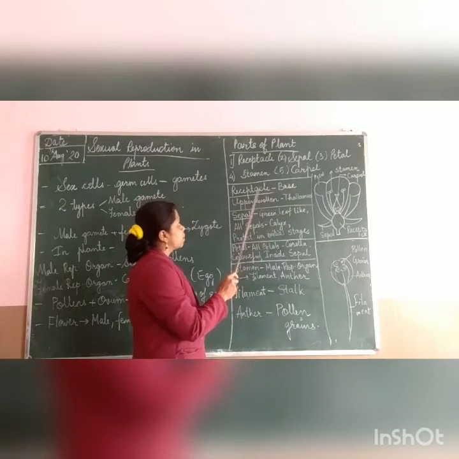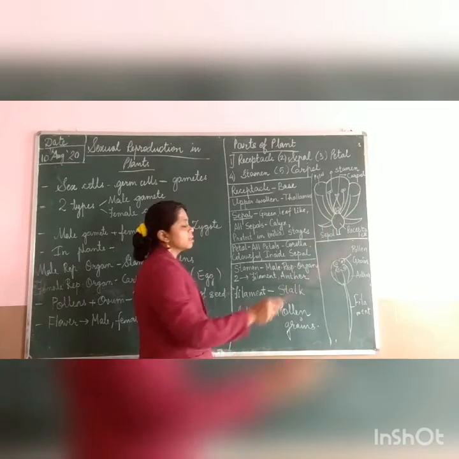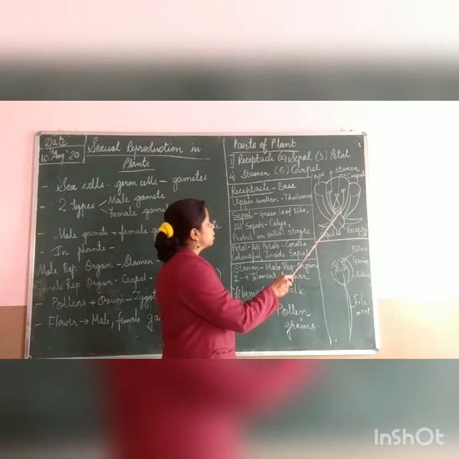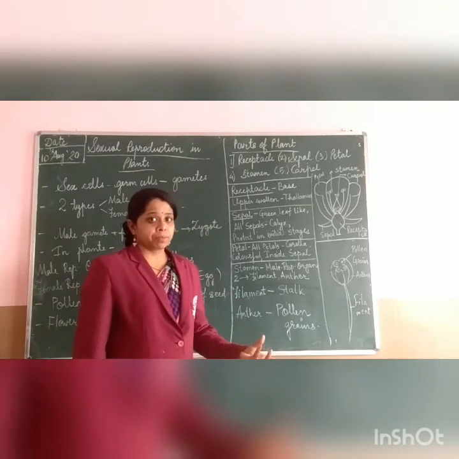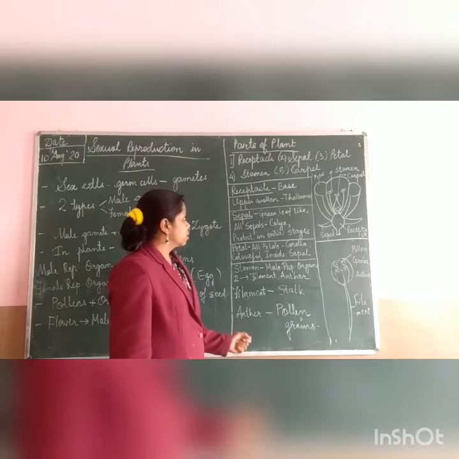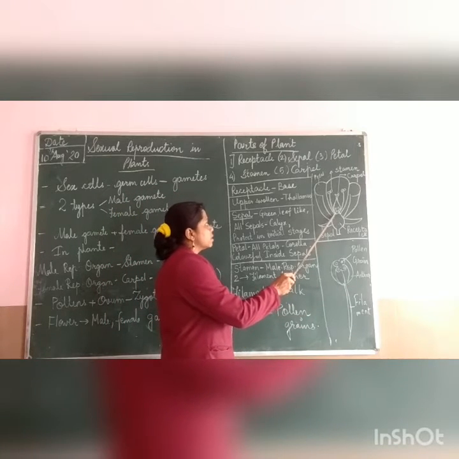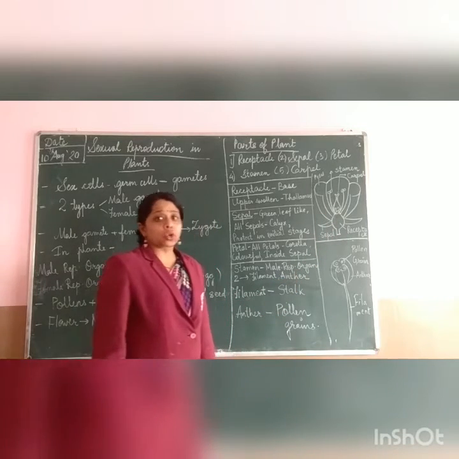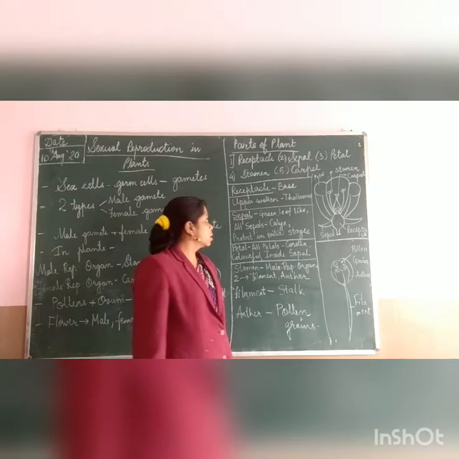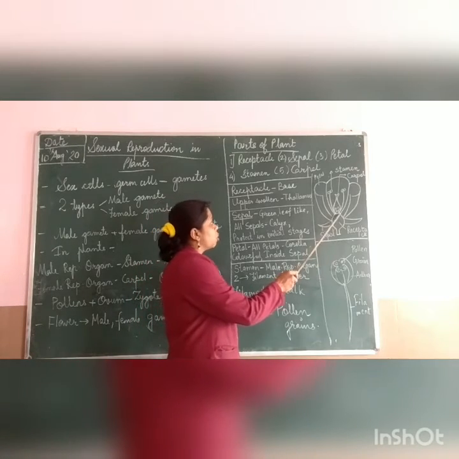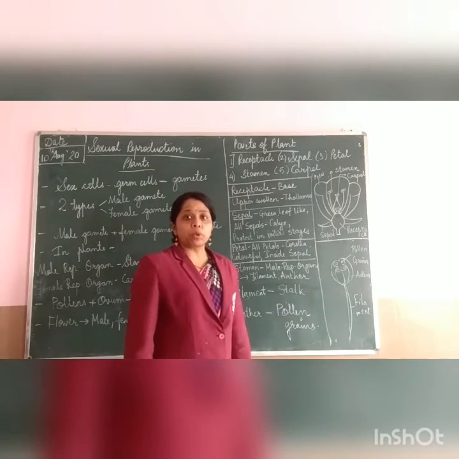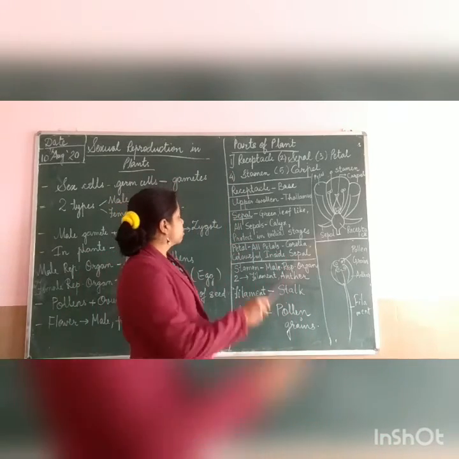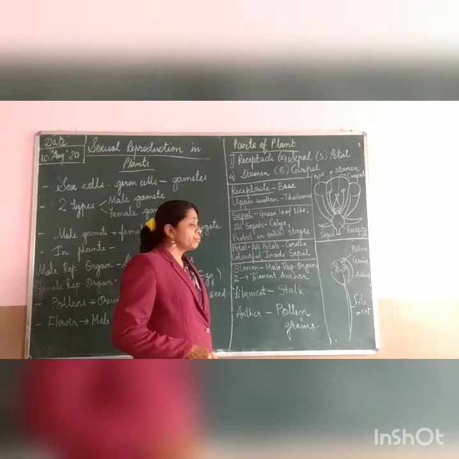Let us discuss first the receptacle. You can see the receptacle there. The receptacle is basically the base of the flower. In this receptacle you can see a swollen part, which is called the thalamus. The basic function of the receptacle is to provide support to the flower. That is the major function of the receptacle.